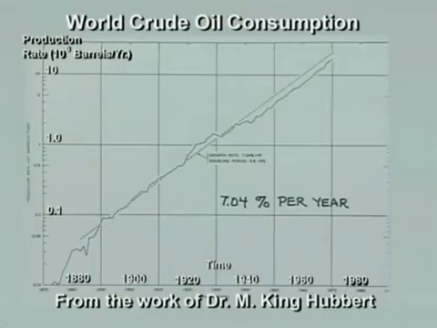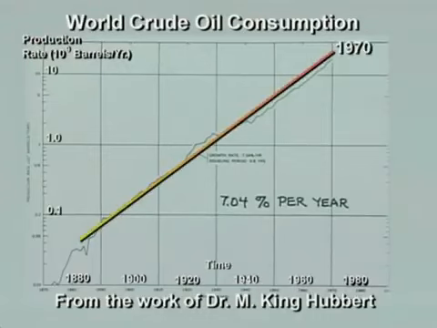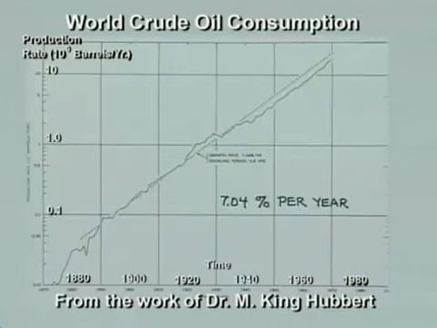So let's look at some of these finite sources. From the work of the late Dr. M. King Hubbert, we have here his semi-logarithmic plot of world oil production. The line's been approximately straight for over 100 years, clear up here to the year 1970. Average growth rate, very close to 7% per year. So it's logical to ask, well, how much longer could that 7% continue?